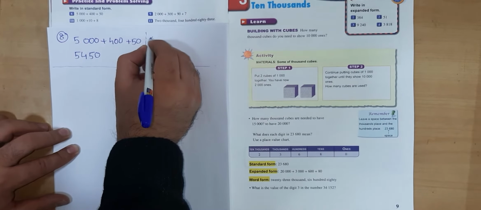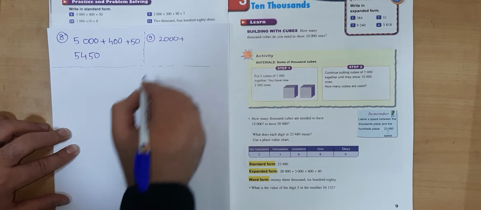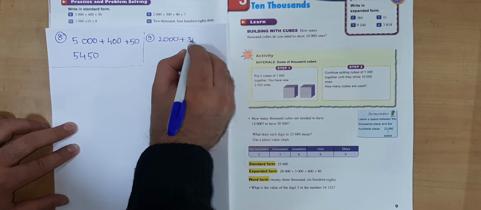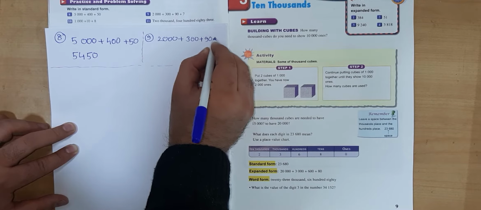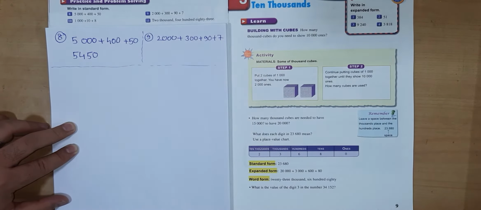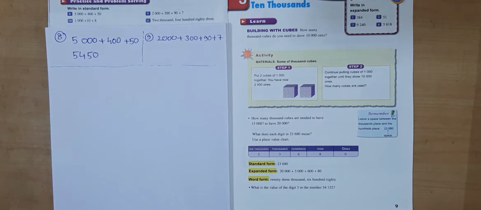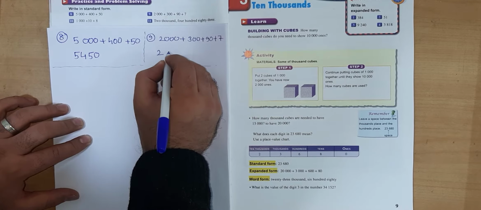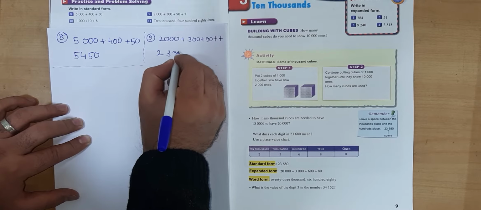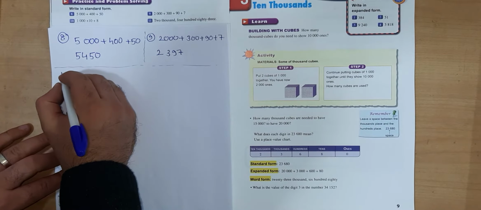Okay, number 9. 2,300 plus 97. If I write that number in standard form, what would I get? Can you guys guess? Okay, it'll be like this: 2,397. Very good.